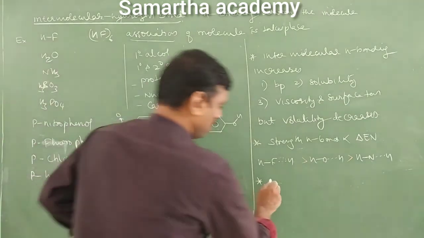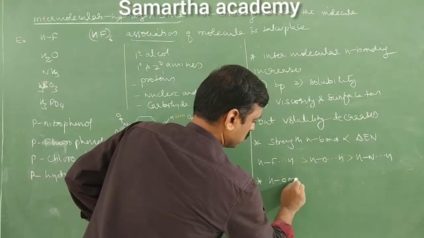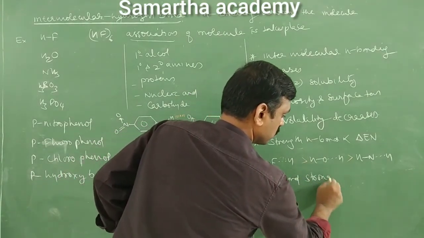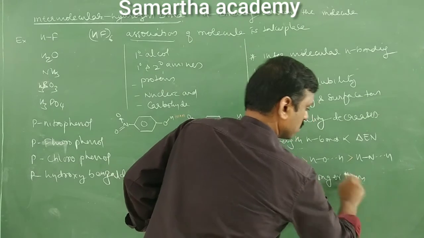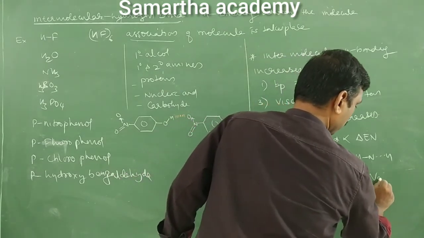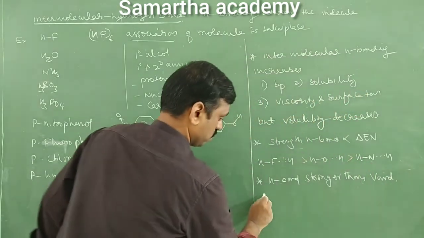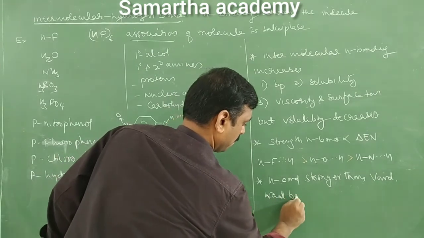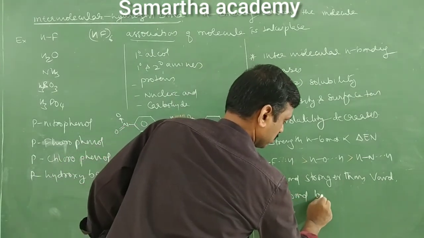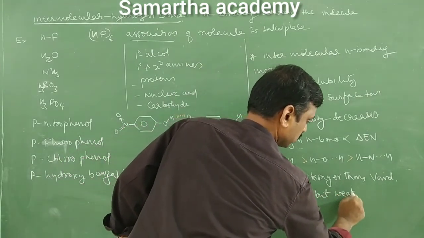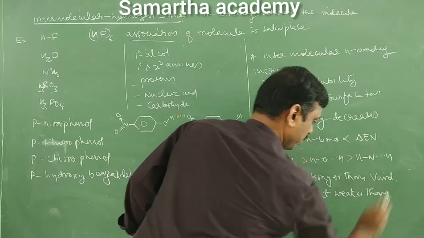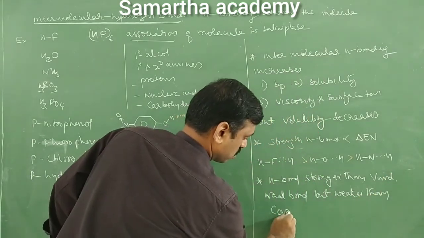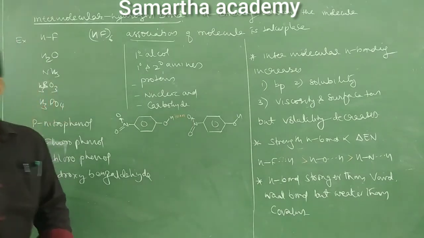Next, hydrogen bond is stronger than van der Waals bond but weaker than covalent bond.